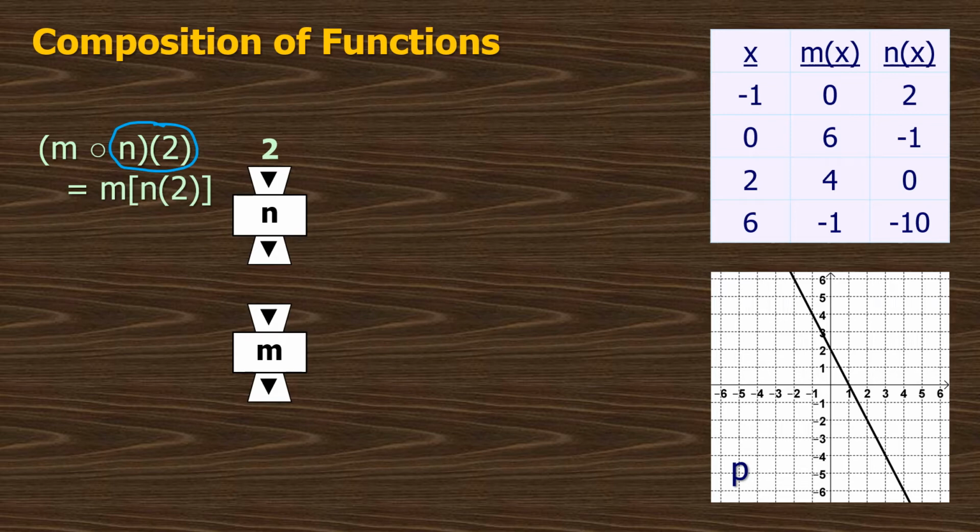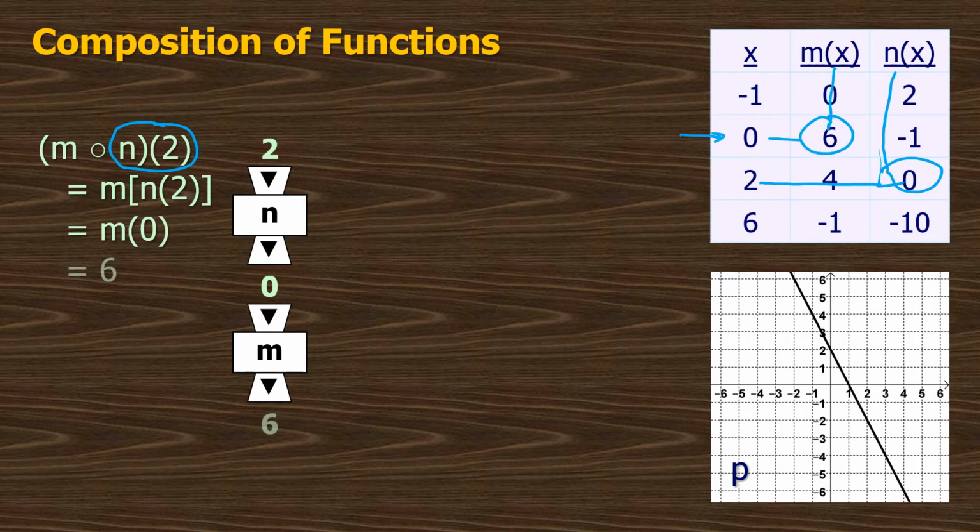So we go to our table, there's 2 for the x, we'll go all the way over to n, and we'll figure out that we need to be at 0. So n of 2 may be 0, but that's the value that we now have to actually plug into m. So we go back to our x's, we find 0 now, we go down to where m is, and we realize that that value is 6. So our result, m of n of 2, equals 6.